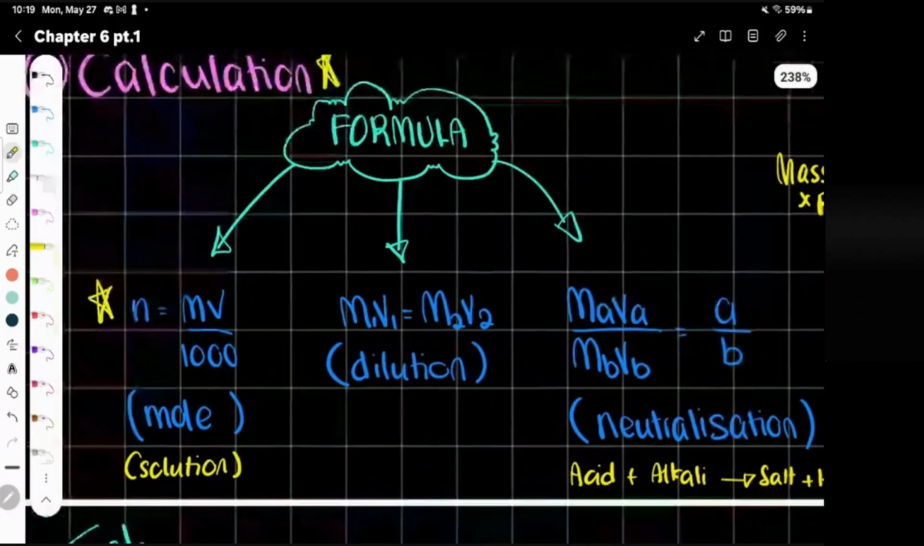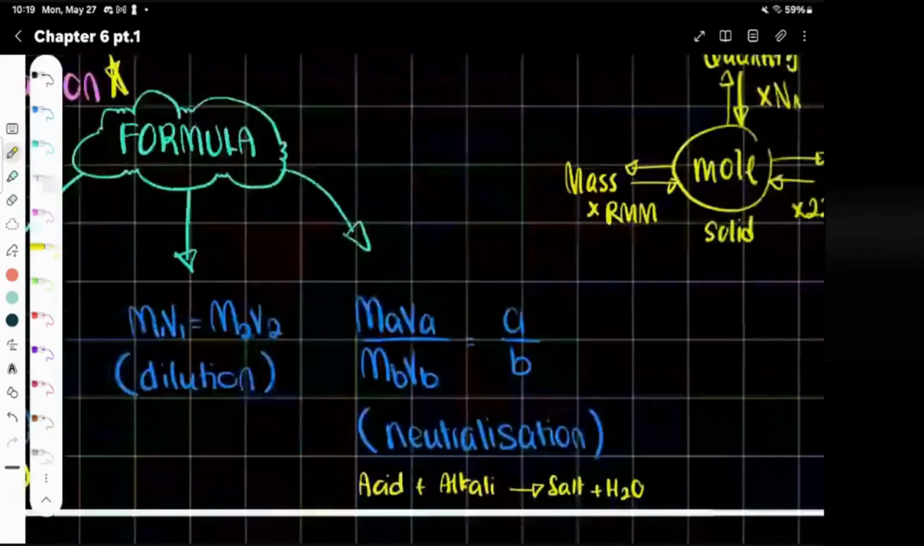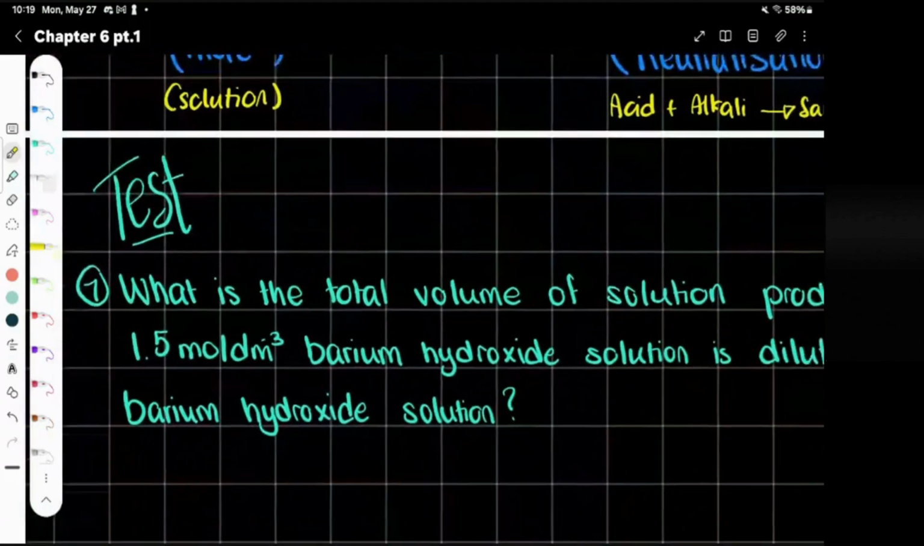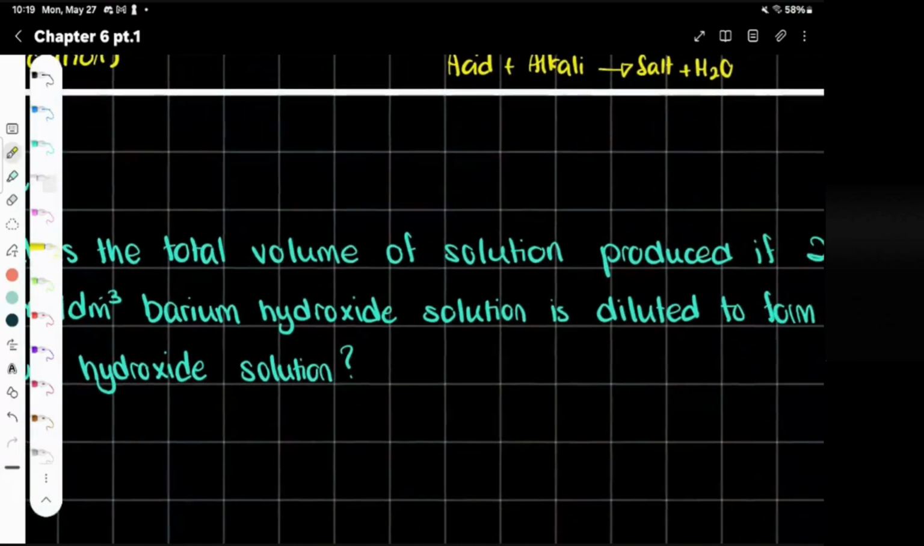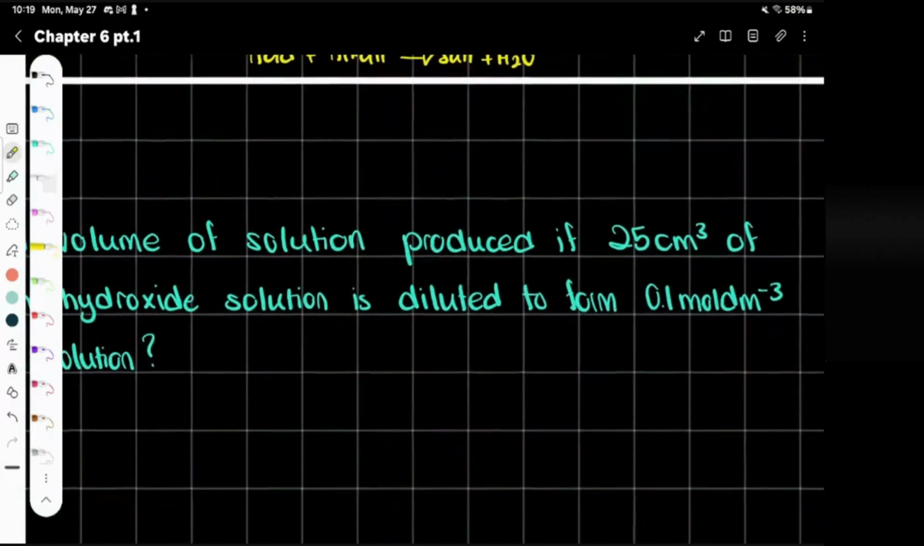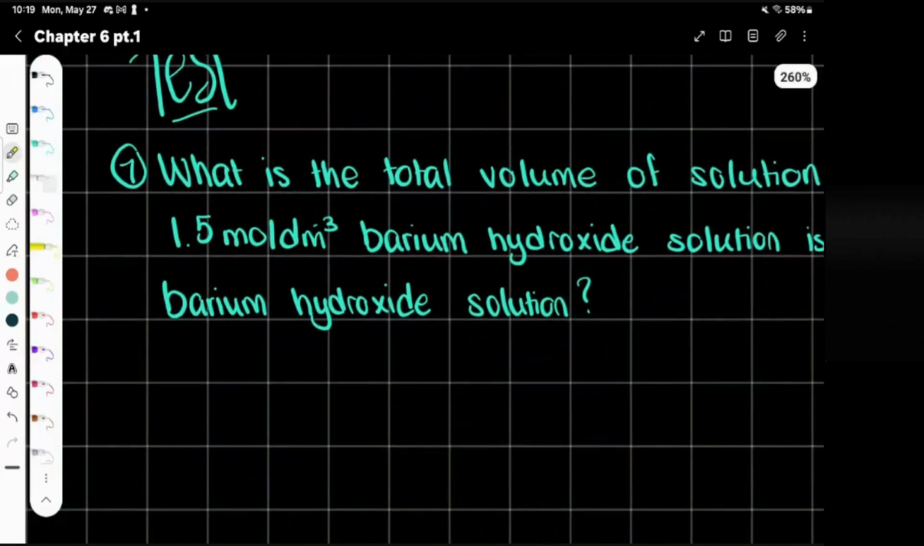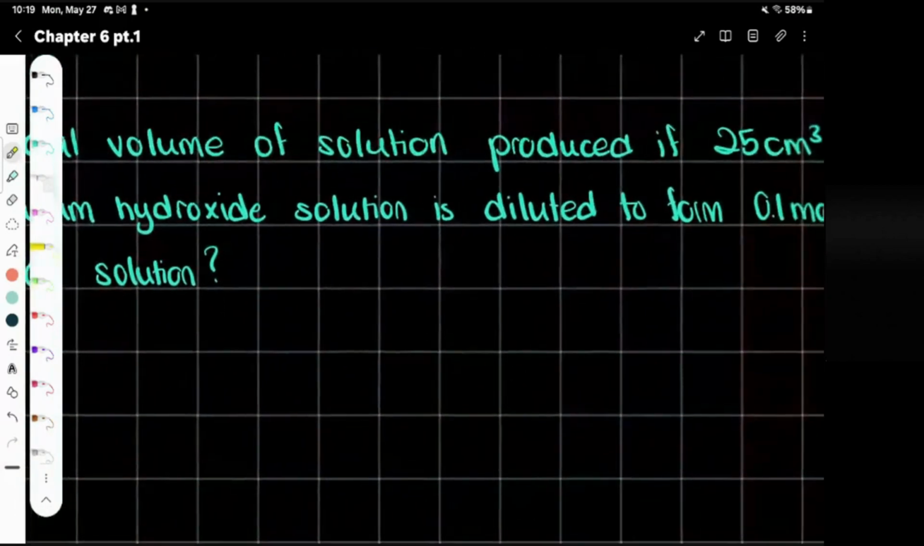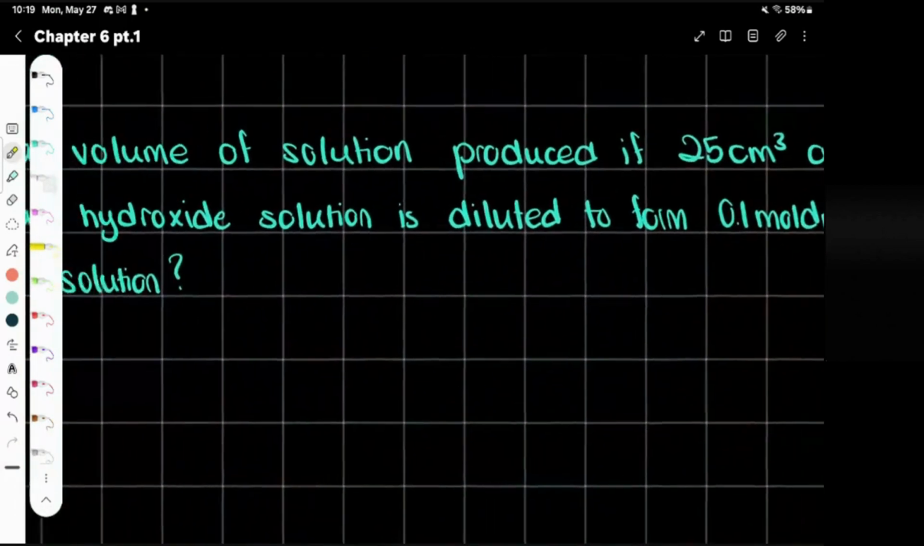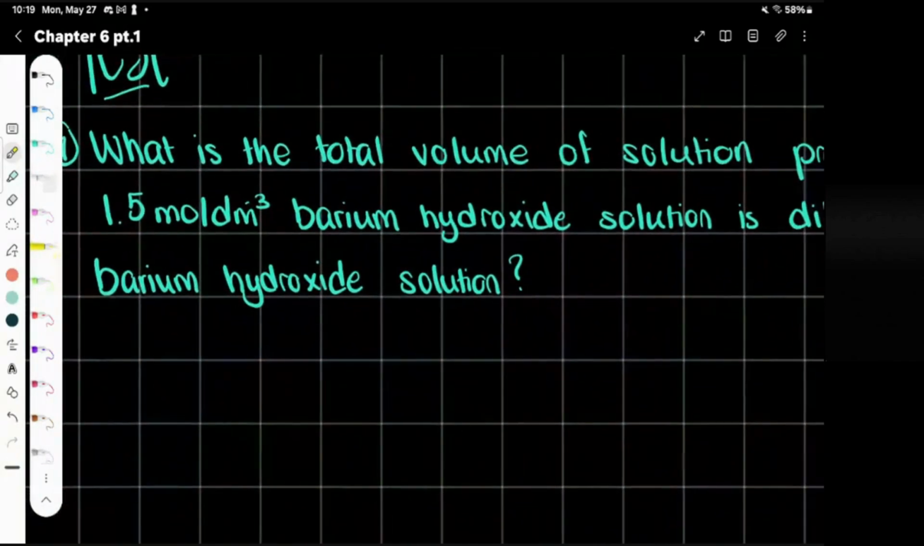So far you understand, right? It's very simple, this formula. But now let's use an actual question to test your understanding. They say, what is the total volume of solution produced if 25 cm³ of 1.5 mol/dm³ barium hydroxide solution is diluted to form 0.1 mol/dm³ barium hydroxide solution?